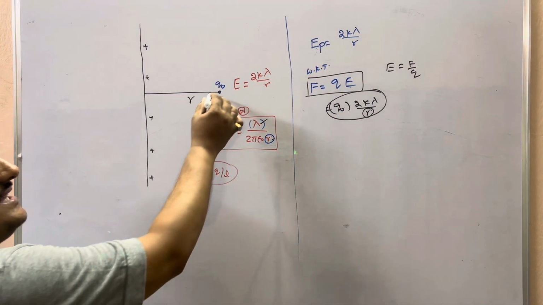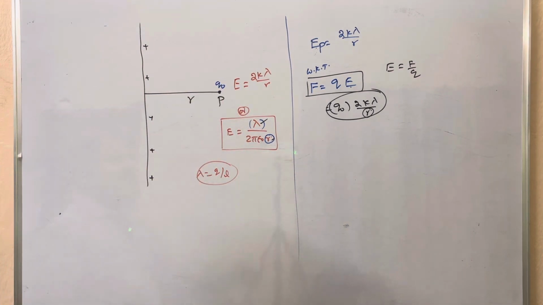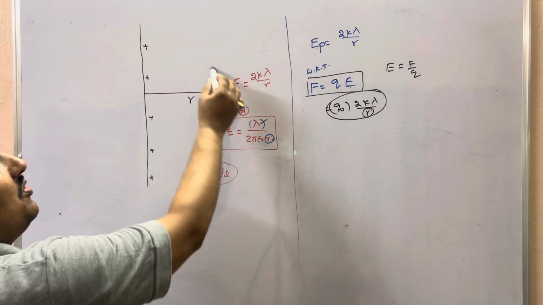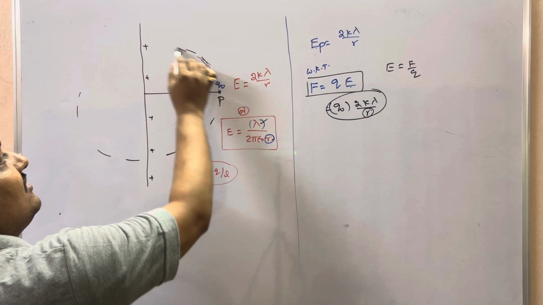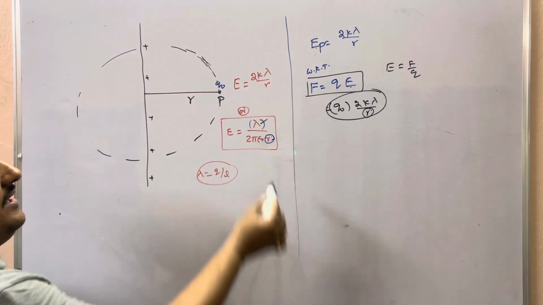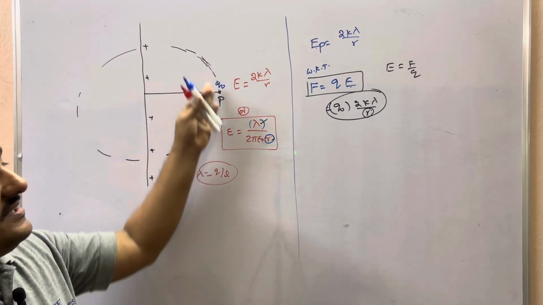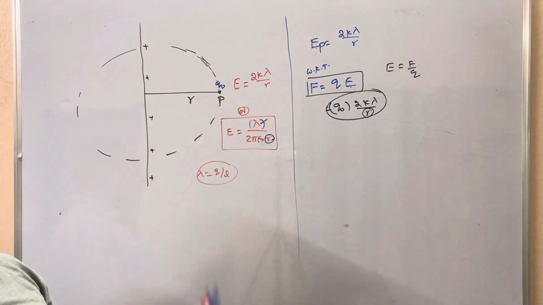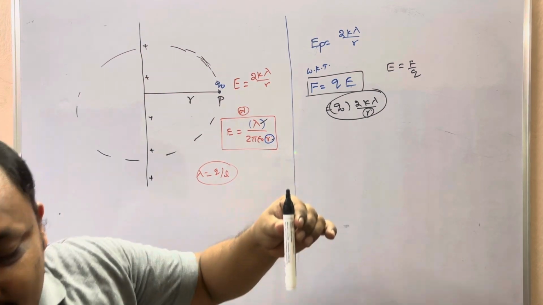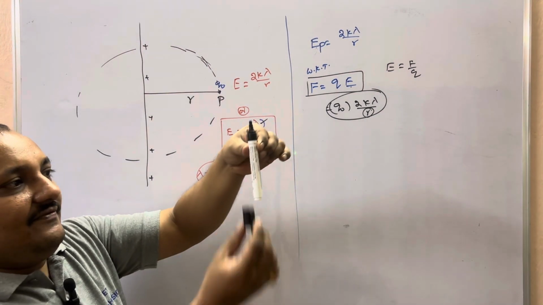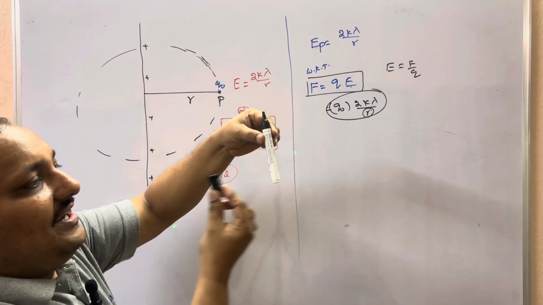Next, once they give the force, how much force is acting? Another question they may ask: a charge is rotating in a circular path of radius r. Now, what is the time period? With what velocity is it rotating? What is its angular velocity? How will they give the question? This is an infinite charged wire, and they placed one charge here, and it is rotating like this.